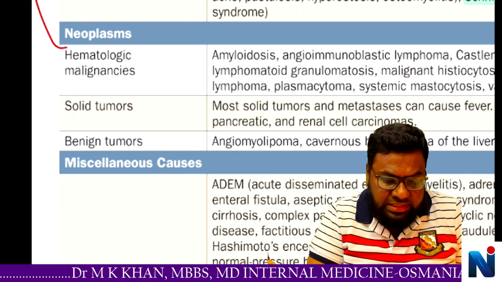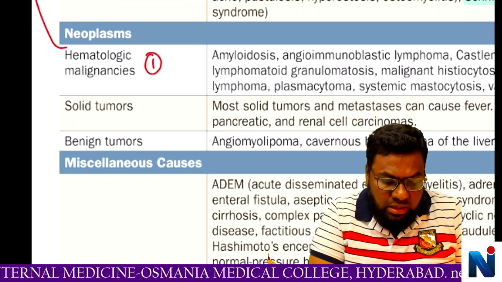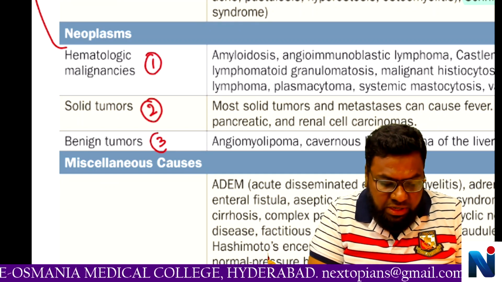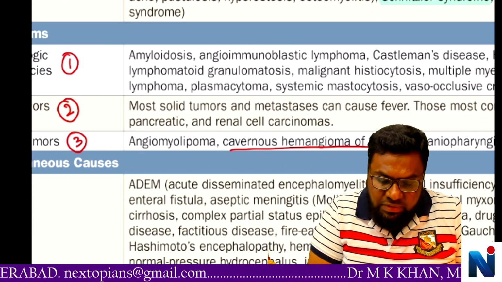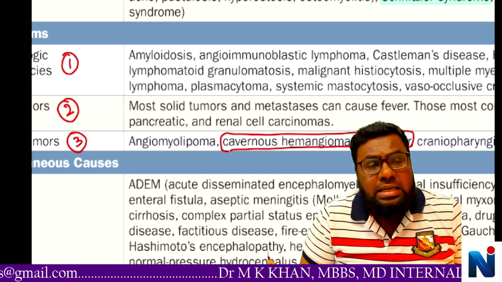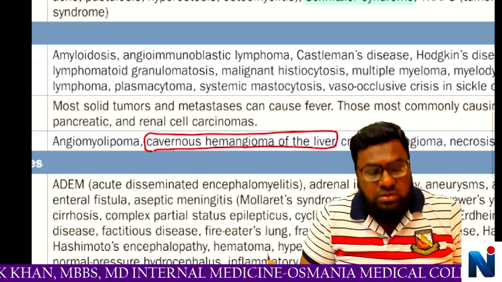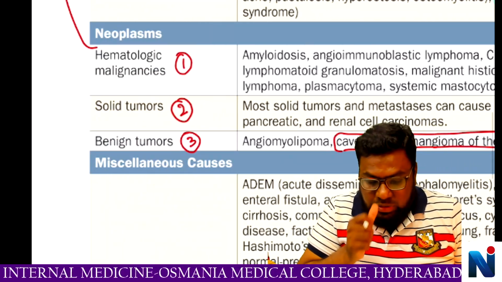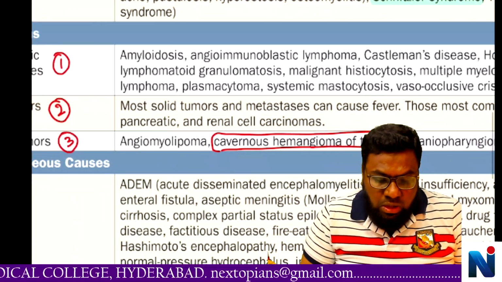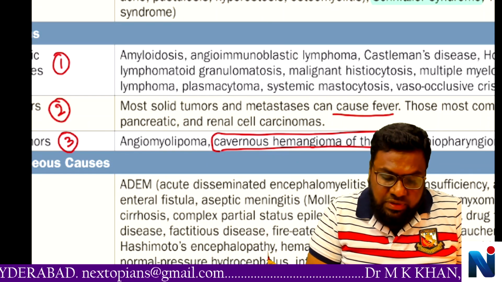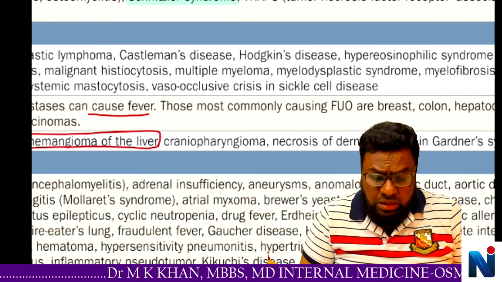Separately, you know that there is a division of hematologic malignancies. Then the solid tumors. Then the benign tumors. Benign tumor associated with pyrexia of unknown origin: cavernous hemangioma of the liver. Please remember this point. They'll ask you which of the following is not a benign tumor causing pyrexia of unknown origin, like that. All-except questions might be coming. Most of the solid tumors and metastases can cause fever, so you'll have to differentiate whether metastasis is causing fever or the solid tumor is causing fever.